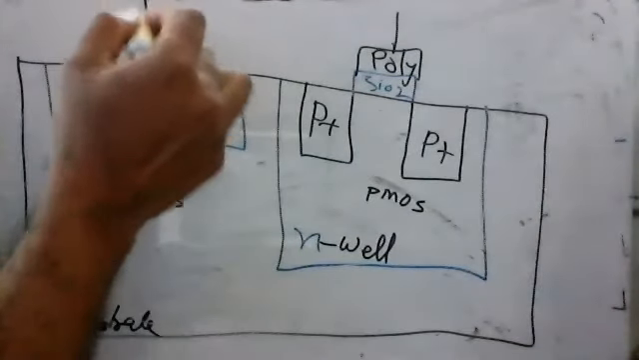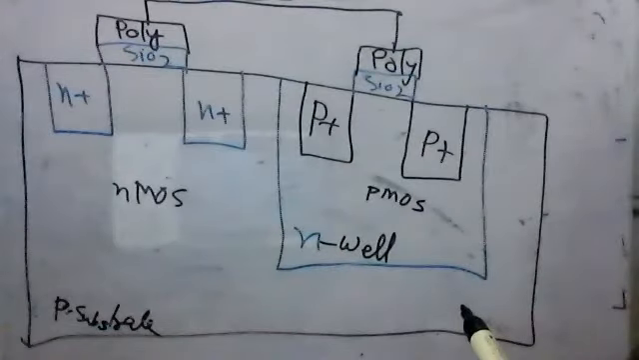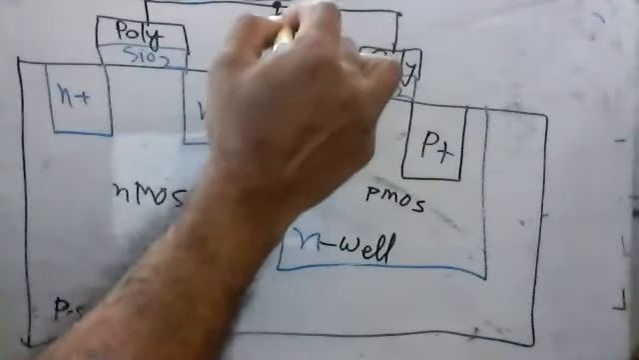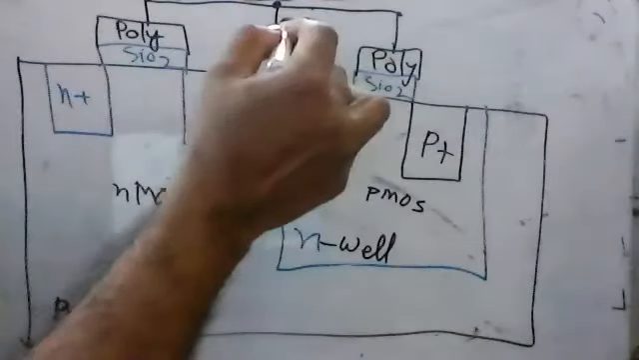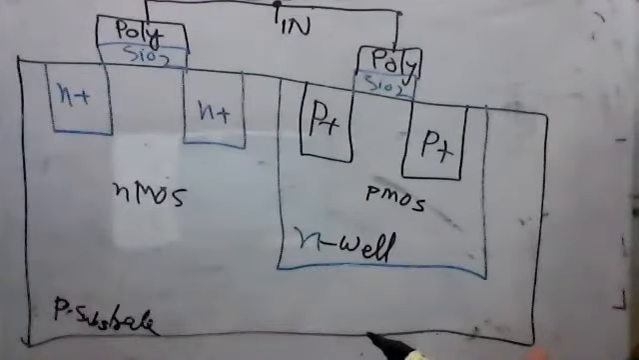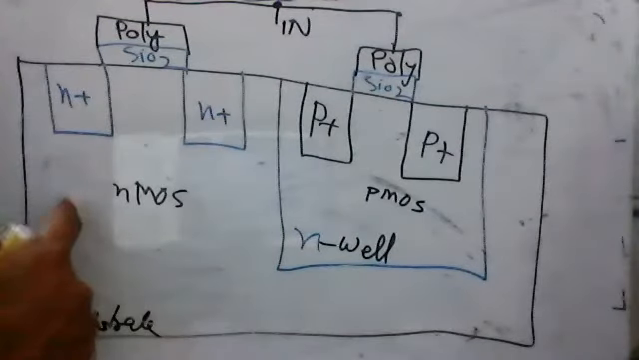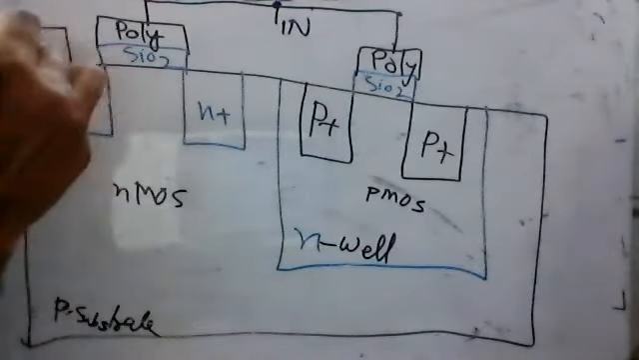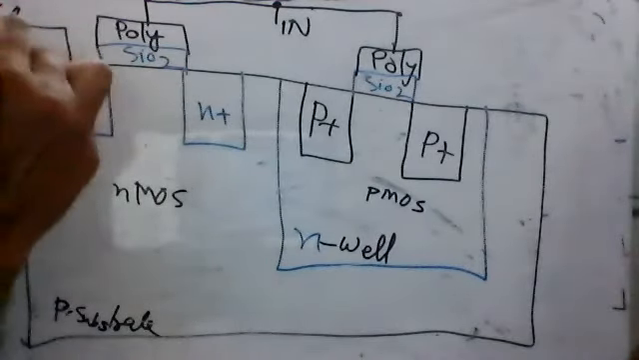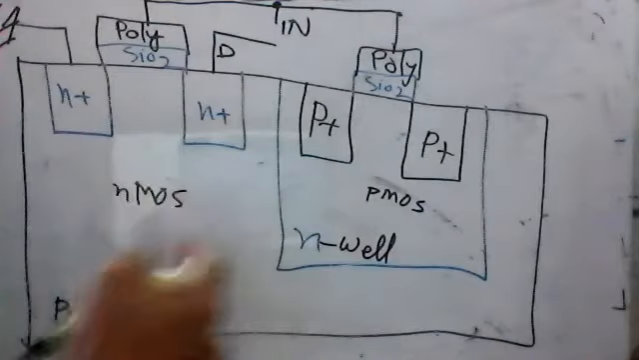And now this is one gate, and we make these two gates short circuited. These two gates are short circuited, and that will be the input point. That is the input. And now we have to find which one is source and which one is drain. We know that the source of the NMOS is negative, grounded. So this is the source, grounded, and this one will be the drain for the NMOS.